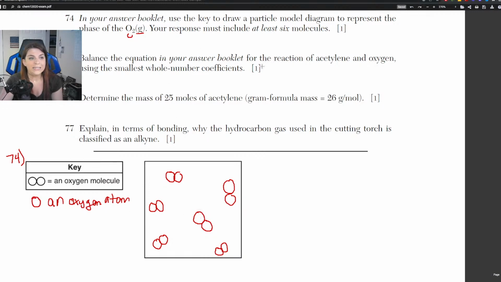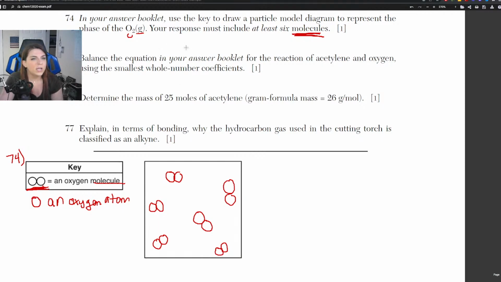And you have to draw at least 6 of them. It says 6 molecules, and this double thing is the molecule. So you need 12 atoms in total, giving you the 6 molecules. So just be mindful of that.